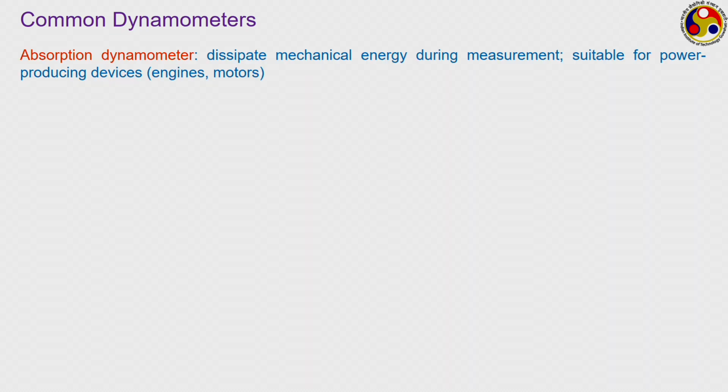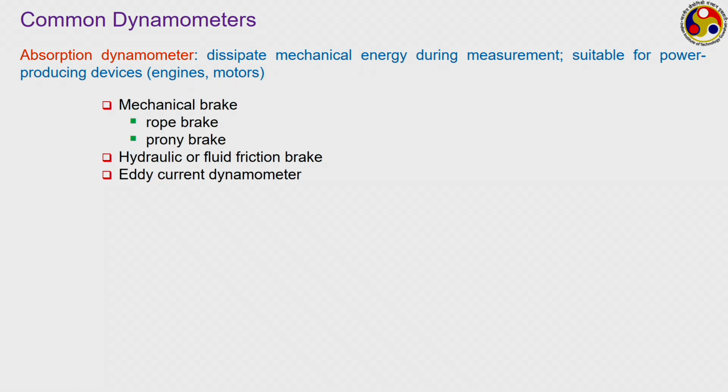Now, dynamometers can be commonly of three types. One is the absorption dynamometer, the most common type, where the entire power that the dynamometer receives is dissipated. That is, the mechanical energy that the dynamometer receives from the source is not supplied to some downstream device, everything is dissipated. Therefore, these absorption type dynamometers are commonly connected to power producing devices like engines or motors.